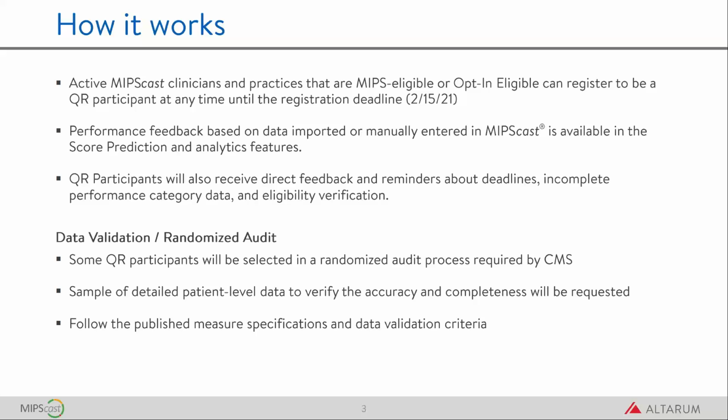So how does it work? For MIPScast, any active clinician or practice that is MIPS eligible or opt-in eligible can register to be a QR participant at any time until the registration deadline, which for us, we set as February 15th of 2021 for the 2020 performance year. So even after the end of 2020, you still have time, if you have not decided yet, to register for using MIPScast for submission. There's a registration process. I'll go over that in a little bit more detail.